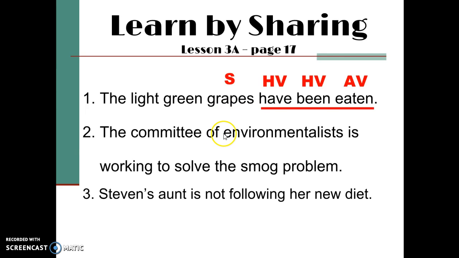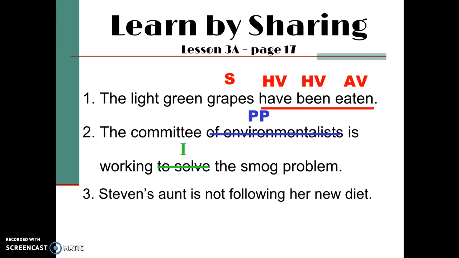The Committee of Environmentalists is working to solve the smog problem. I'm going to mark out any imposters. I know of is a preposition. If I look back at my list, of what? Of environmentalists. That's a prepositional phrase, so we're going to label it. Now I see to, which can be a preposition unless it's followed by a verb, in which case it's an infinitive. So to solve. Solve sounds like something you can do. That's an action. So I'm going to label it I for infinitive.